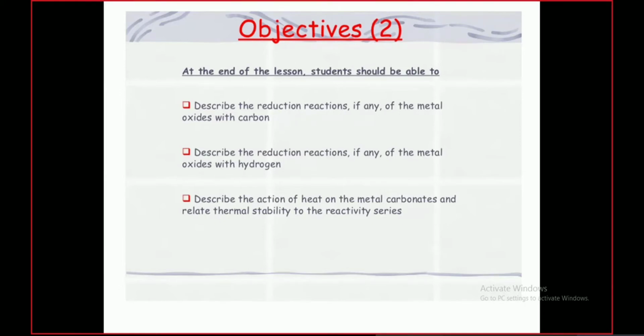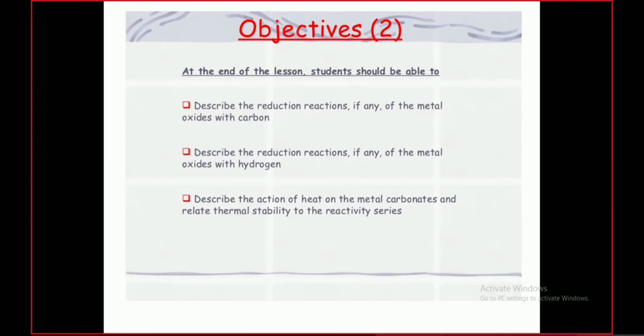Now, looking at the reactivity series, we can predict the reactions. We can find out whether a metal will displace other metals. That is the first application. We can look into whether a metal and the oxide of another metal will be able to react. That is the first objective of today's lesson: the reduction of metal oxides with carbon, if any.